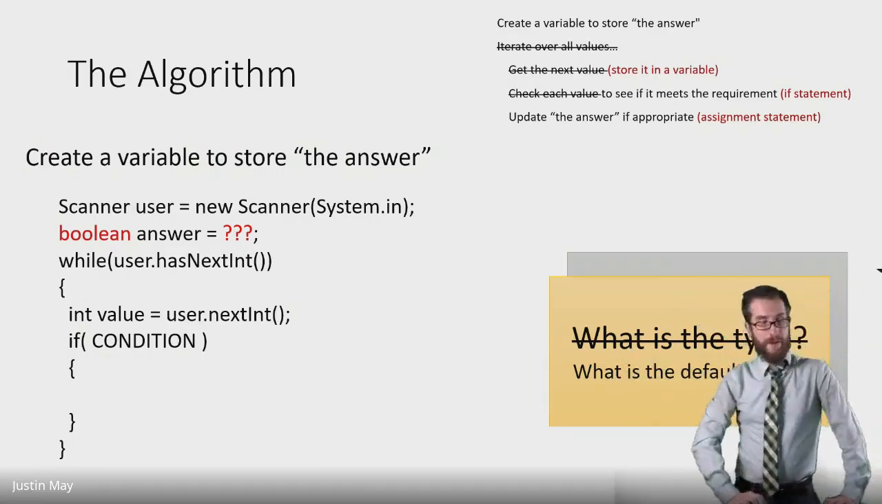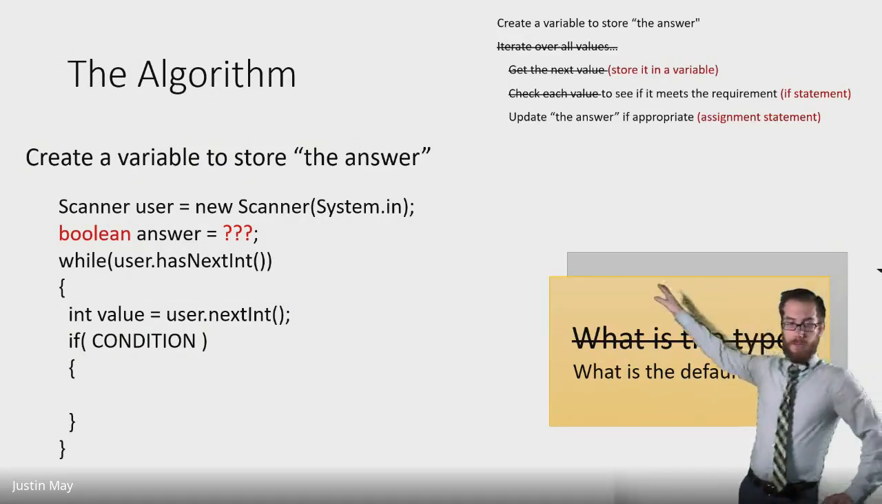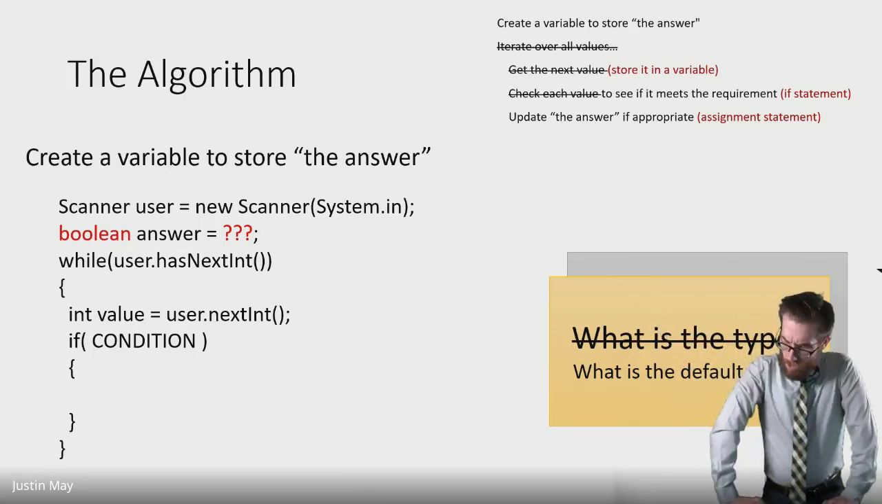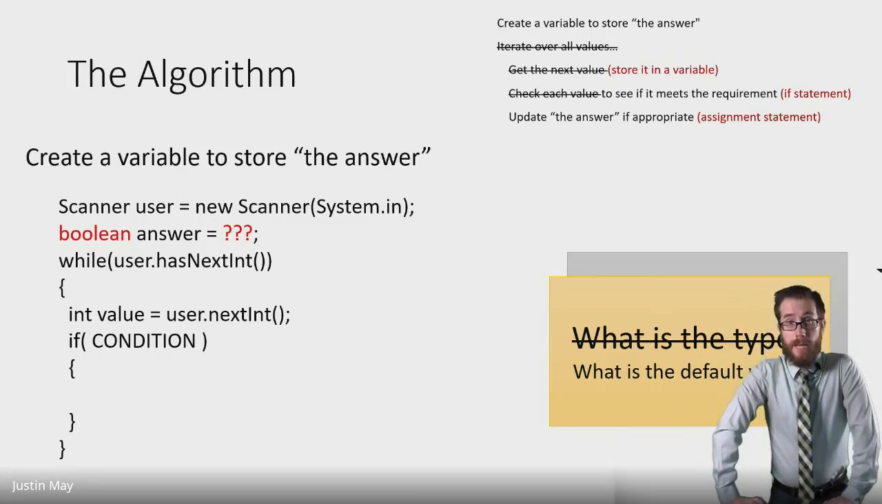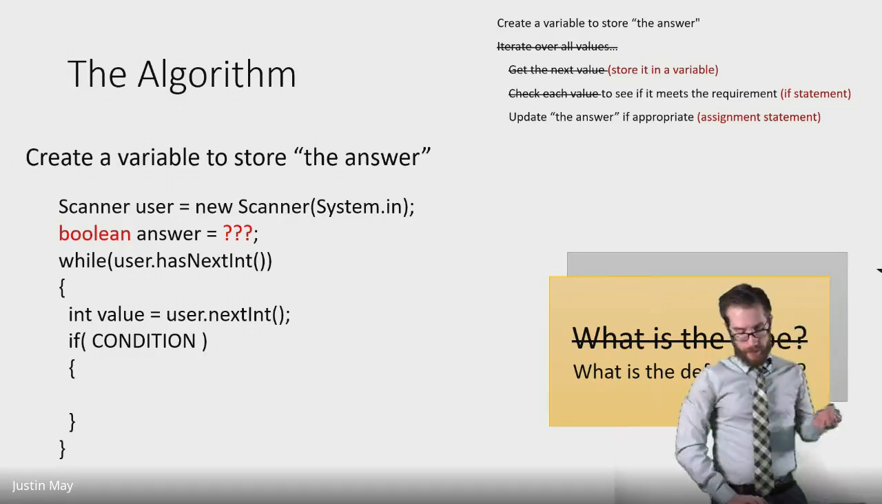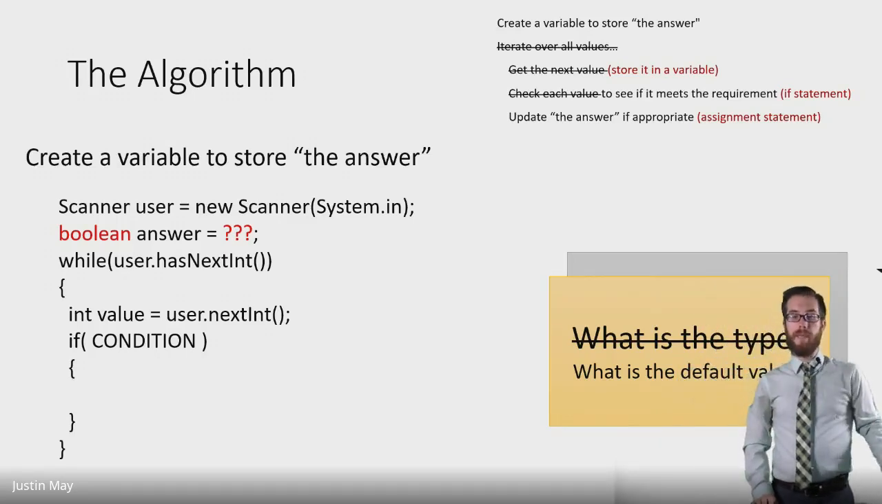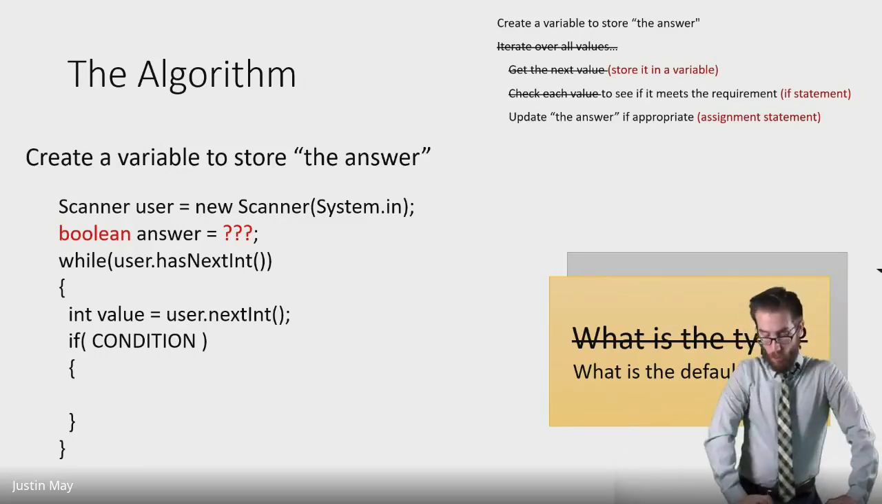The next question you have to ask yourself is, what is the default value? So what value am I going to assign to this variable before I've even looked at what the user typed in? The way to figure out the answer to this is you have to think, what if the user doesn't type any numbers in? What should the answer be, true or false, if the user never types any numbers in? So remember, the question is, did the user type the number 7? What would the answer to that question be if the user never types anything? That's the default value.